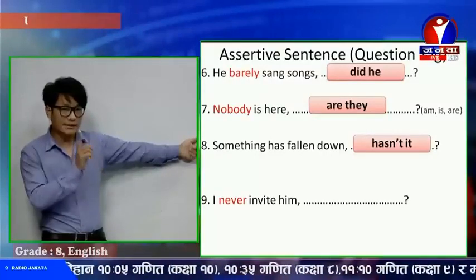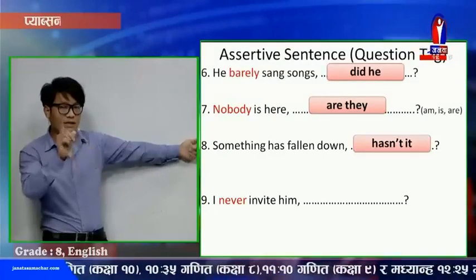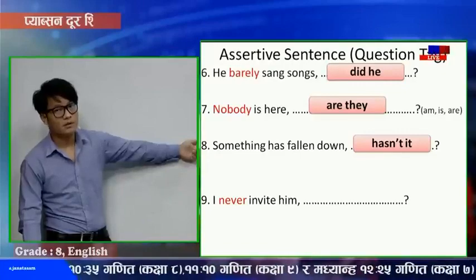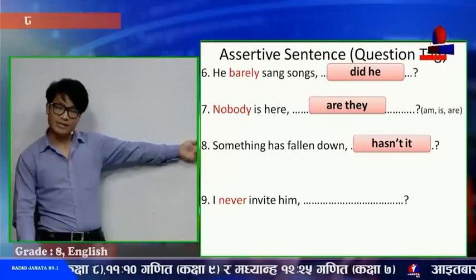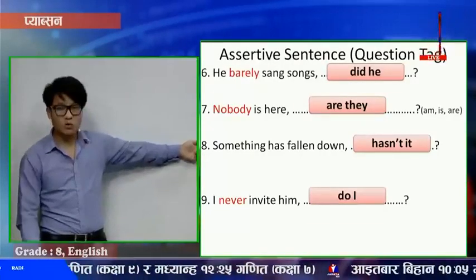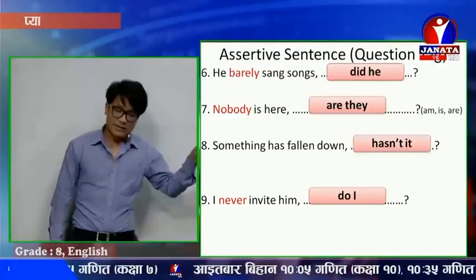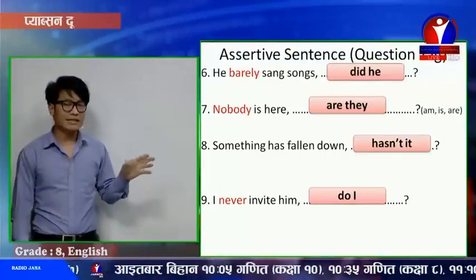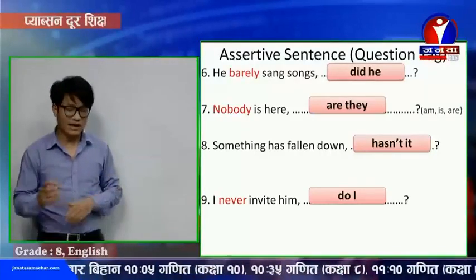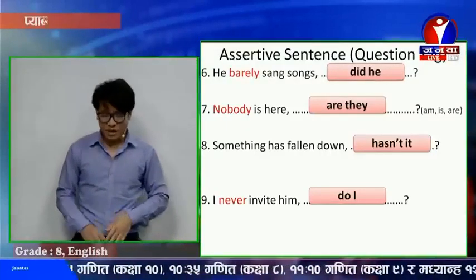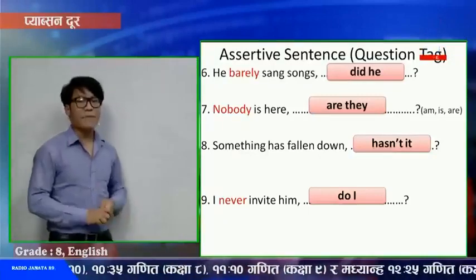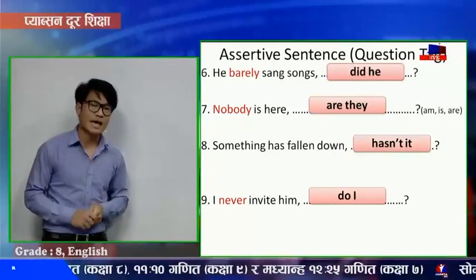So this is a negative statement. What is the question tag? Obviously the question tag is do I. Why is there a do? Because the statement is negative, as it has the word never. So the right answer is do I. These are the examples of question tags for assertive sentences.